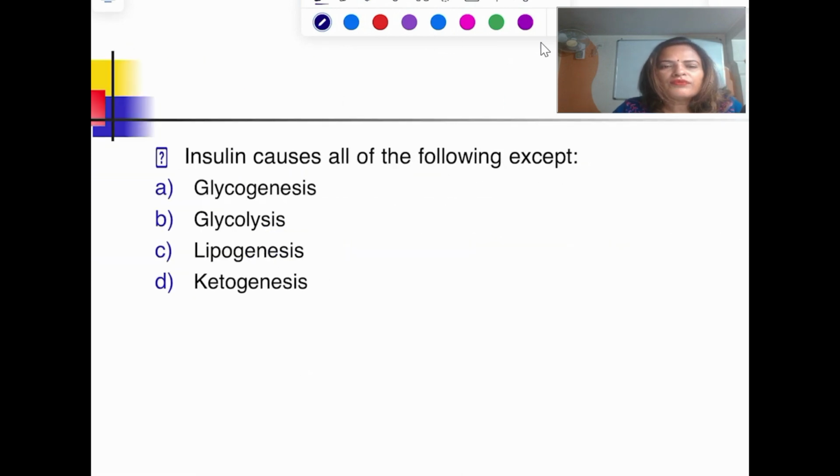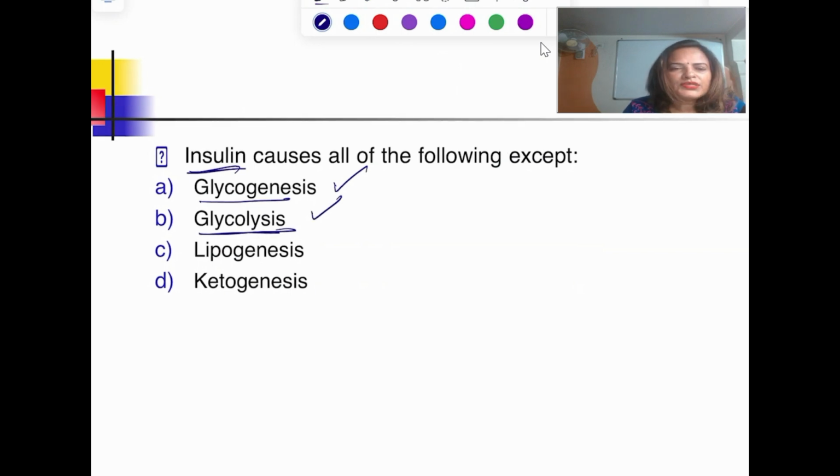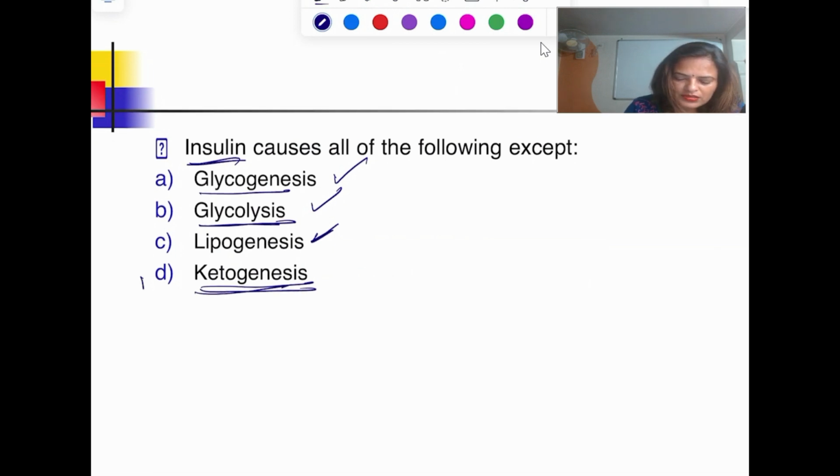Insulin causes all the following except. Insulin is anabolic, so it causes utilization of glucose or deposition of glucose. Glycogenesis, where glucose is converted into glycogen, this is right. Then glycolysis, utilization of glucose, this is also right. Lipogenesis, the deposition of fatty acid. Ketogenesis would cause removal of this. Since insulin is anabolic, this is the choice. It does not cause ketogenesis.